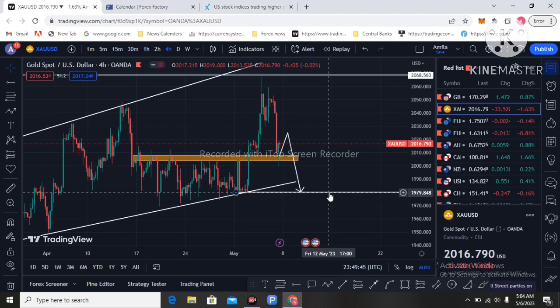So that's the analysis for next week. Manage your money well and take the trade with confirmation from the smaller time frames as well.